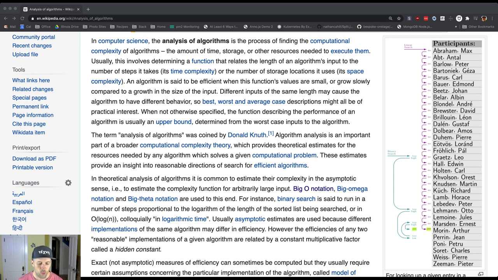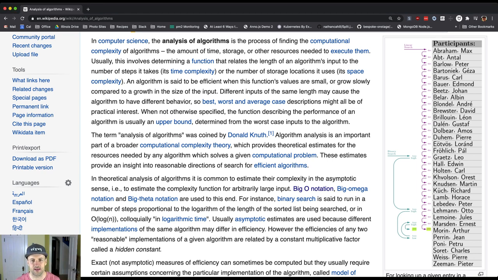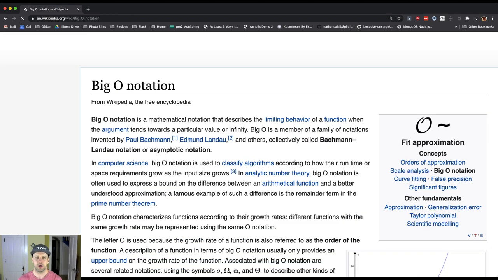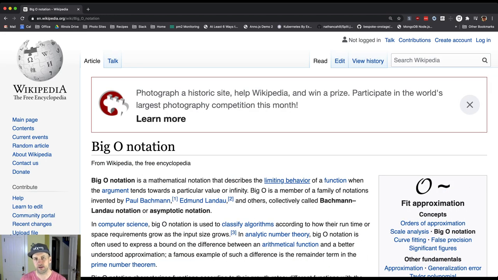Those really depend on the kind of algorithm that you're analyzing and the context in which you're analyzing it. When we talk about algorithms, you'll see in the Wikipedia definition, it goes on, and then it says, in theoretical analysis of algorithms, it is common to estimate their complexity in the asymptotic sense, to estimate the complexity function for an arbitrarily large input. And we use a big O notation, or sometimes big theta, big omega. And so let's talk about what that is, what we'll do when we analyze algorithms in this class.